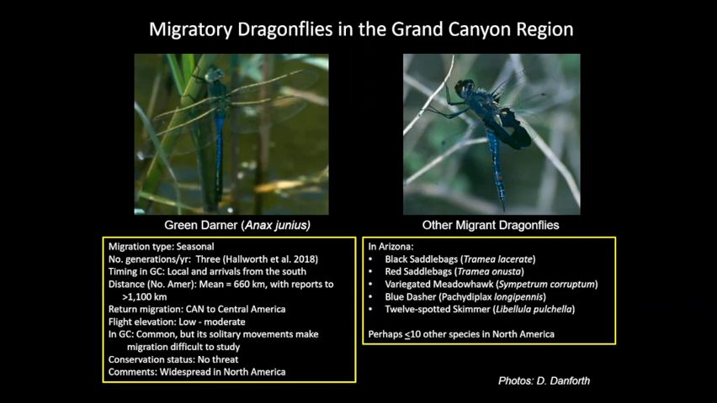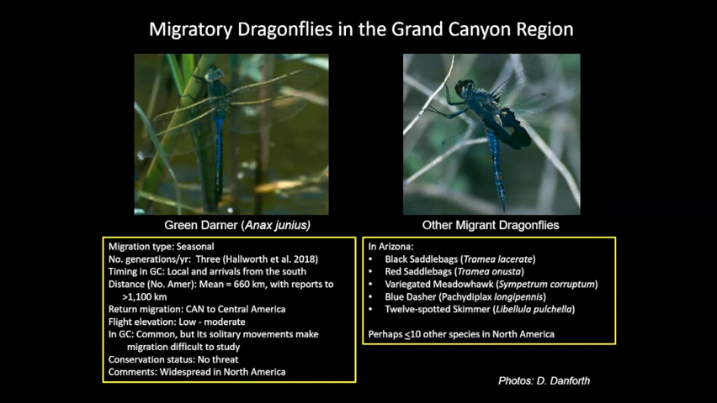We have other migrant dragonflies, including black saddlebags shown here. It's a congener of the red saddlebag, Tramea lacerata, and then several smaller dragonflies that are well known to do migration. So perhaps 10–12% of our dragonflies here in northern Arizona are migrants.